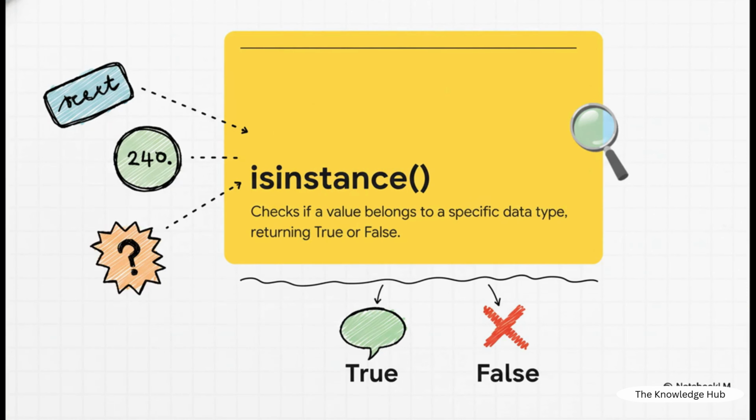Here's a really useful one, isinstance. You see, sometimes it's not enough to know if a value exists. You need to know what kind of value it is to avoid your program crashing. Is this a number I can do math with, or is it just text? Isinstance gives you that clean, true or false answer.